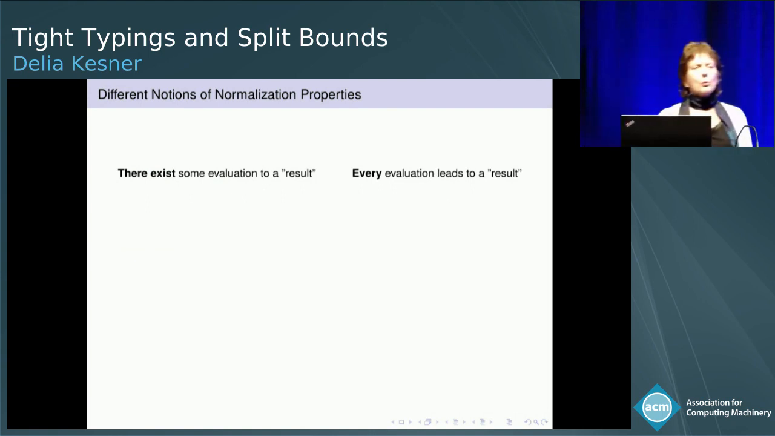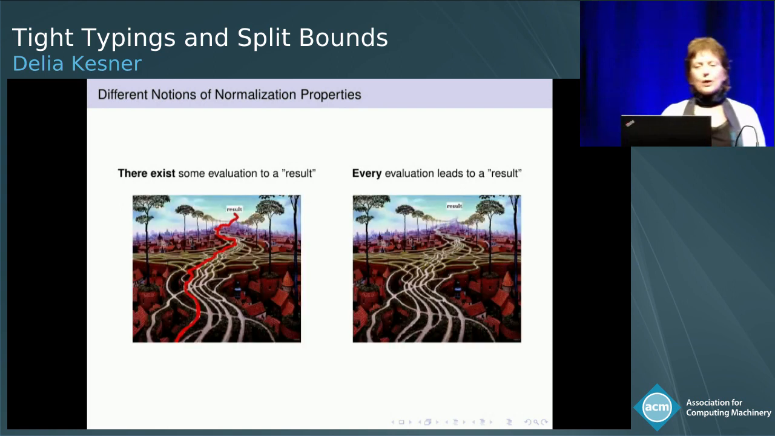Typically we want to talk about normalization, and there are a lot of notions of normalization around. For example, given a term, I would like to know if there exists an evaluation path going to a result. This is one kind of operational property. Another kind of property is, given a term, I want to know if every evaluation path goes to a result.